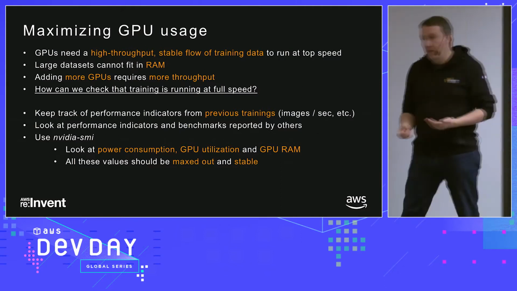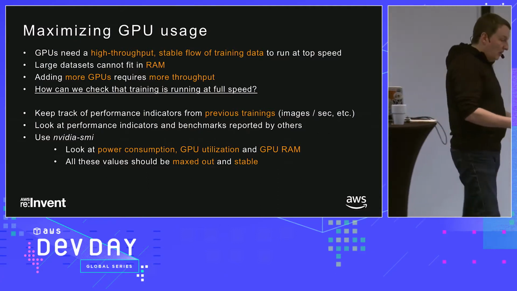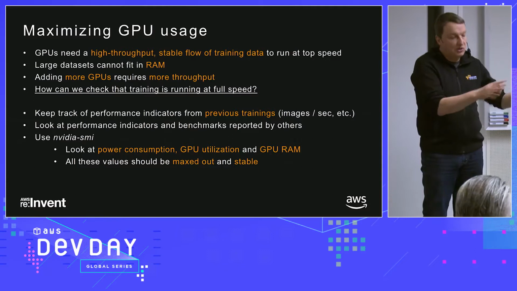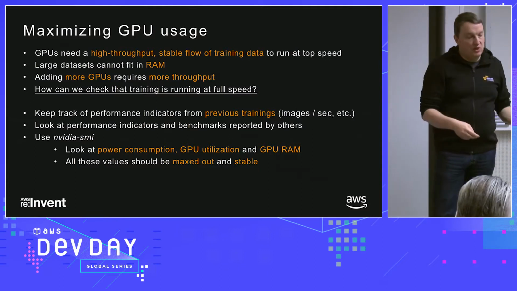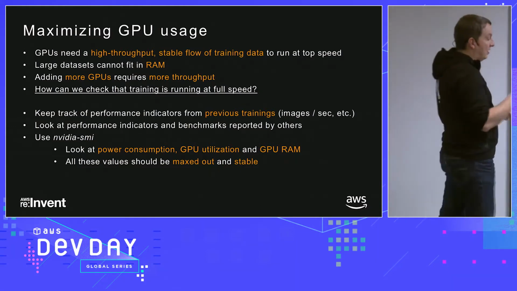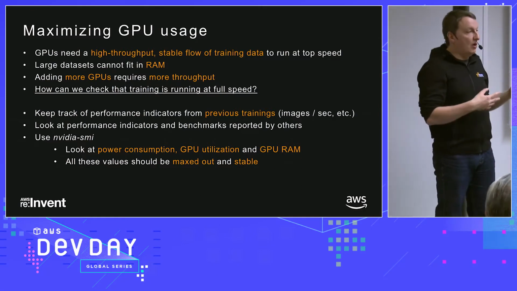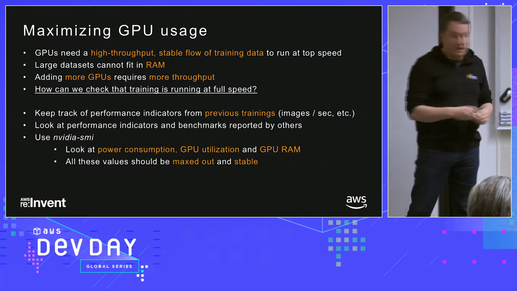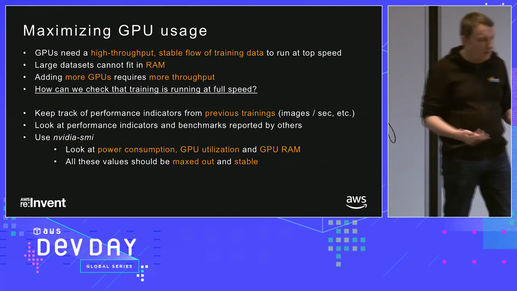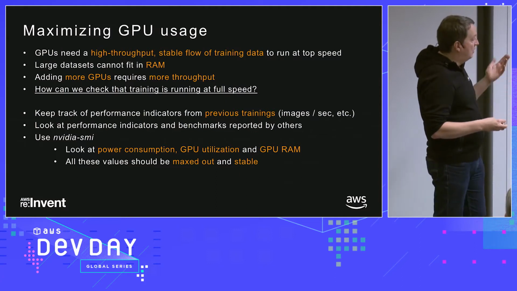So how do you know what the right speed should be? Well, if you've been running trainings before, you have some benchmarks. You should look at the logs. You could say, well, I know this should train at 500 images per second. That's a training indicator that you could track. Maybe you could look at numbers and benchmarks reported by others. People tend to share their training data, so you should look at what kind of performance people get, and whether you get something close enough or not. And then, of course, you should look at how the NVIDIA GPUs are running.